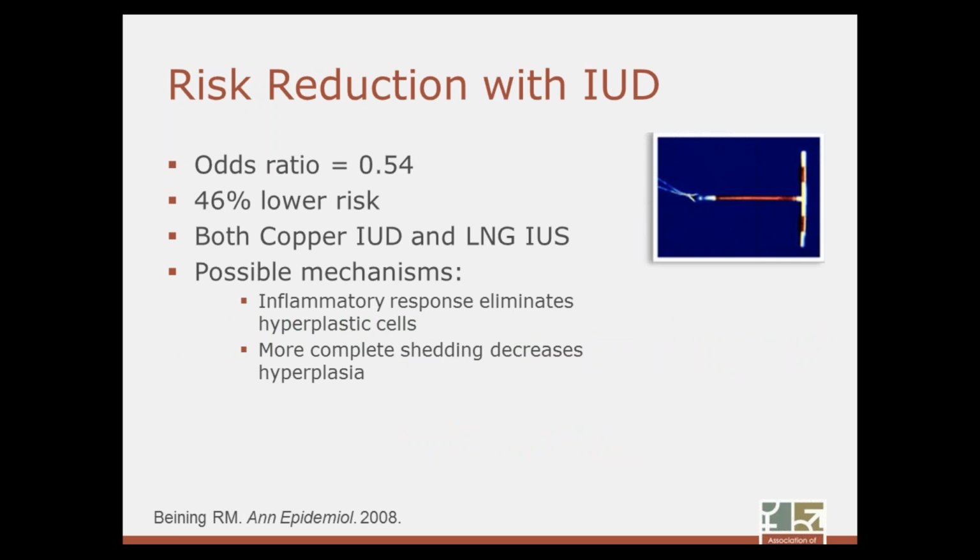Now, specifically with the IUD, a meta-analysis that included 10 studies calculated a pooled adjusted odds ratio of 0.54. So how you can explain that to patients is that a woman with an IUD had a risk of endometrial cancer that was 46% lower than that of women without an IUD. And this included both copper and hormonal IUDs. And so the proposed mechanisms are an inflammatory response that eliminates hyperplastic cells, and more complete shedding of the endometrium. And so there is a plausible biological mechanism for this as well.